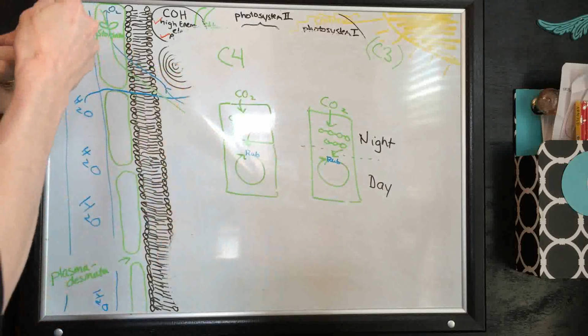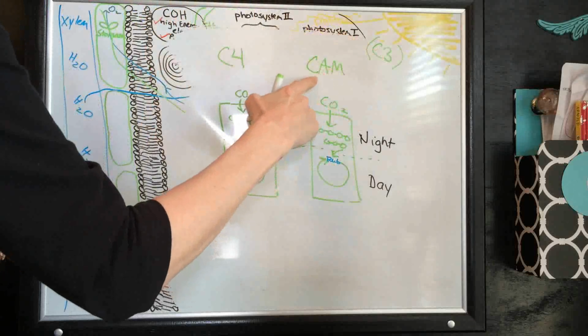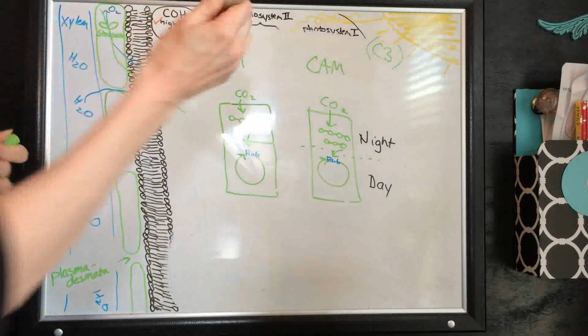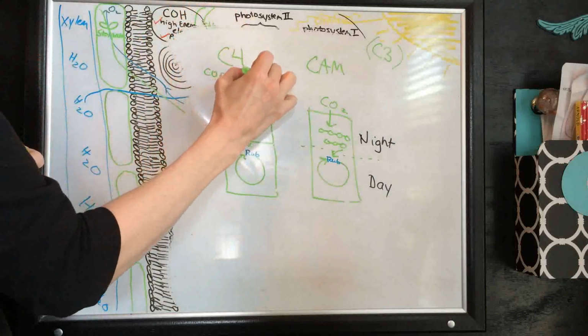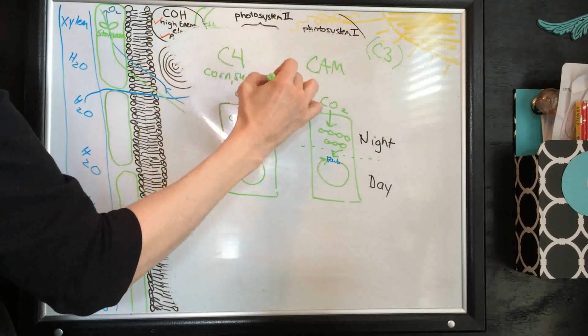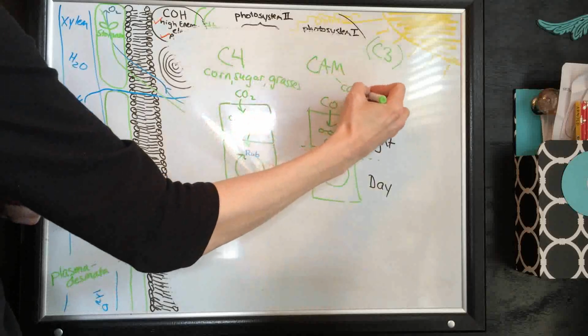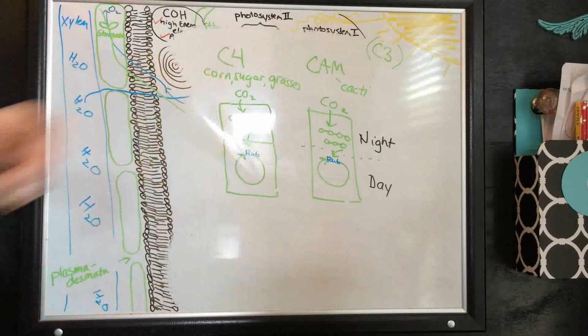So these are called CAM plants, and it stands for crassulacean acid metabolism. You don't need to know that, just call them CAM. So types of plants that do this: the C4 plants, corn, sugarcane, and a lot of grasses are C4. And CAM plants are cacti, succulents. And both of them have evolved ways of living in the heat by separating the process of carbon fixation and the Calvin cycle.